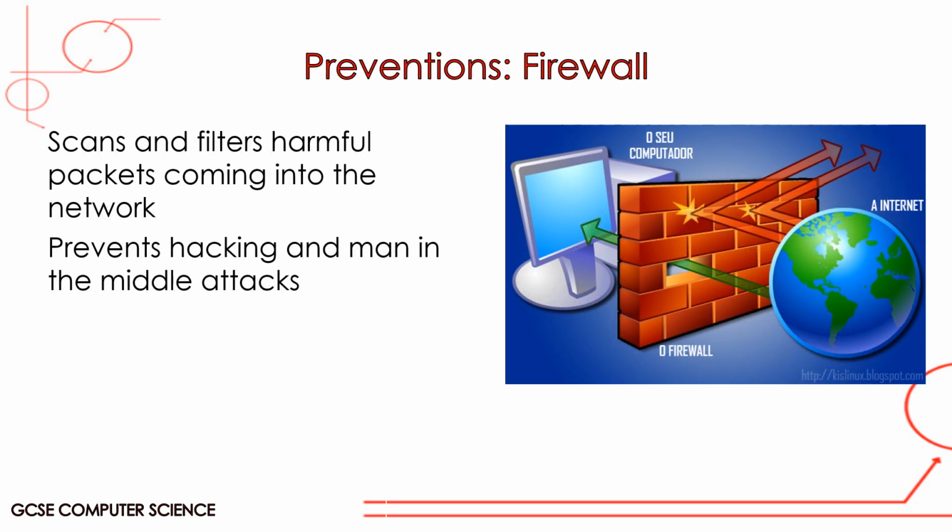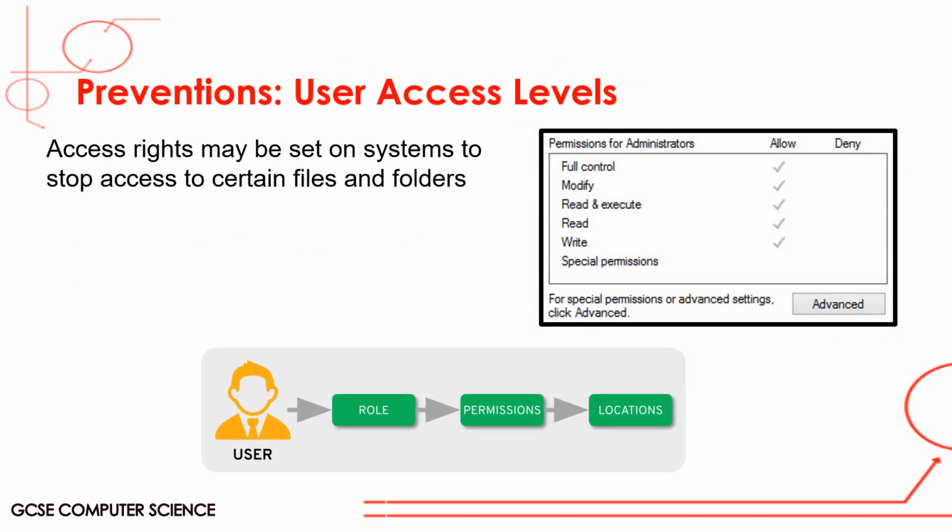A firewall is another successful prevention, and it is essentially where you scan and filter any harmful packets coming into the network. This prevents hackers and man-in-the-middle attacks. You can also set up something called user access levels, which means access rights are given to people with different settings. In other words, a perfect example would be in a school where teachers have more rights to edit files than students do, and there will be people like the head teacher who have access to even more.